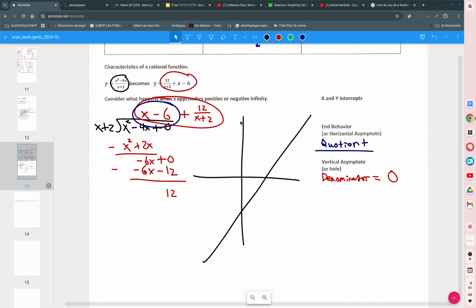How do we find x and y intercepts? Very simple, just like we always have. You take x and y, plug in 0 for x, you plug in 0 for y, and you solve. That tells us x and y intercepts, and that should be able to give us a really good idea of what the graph looks like.